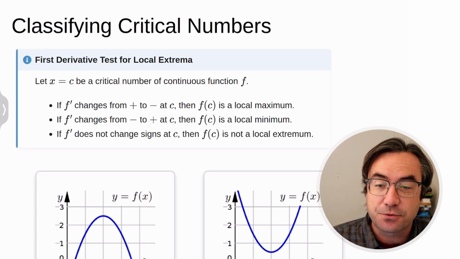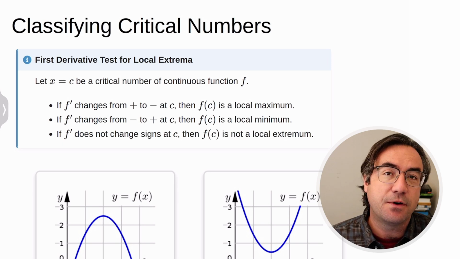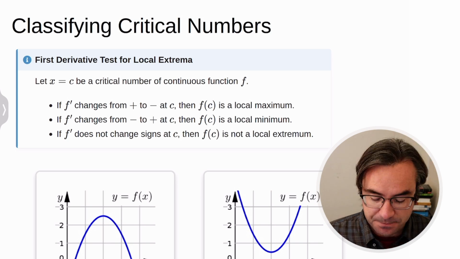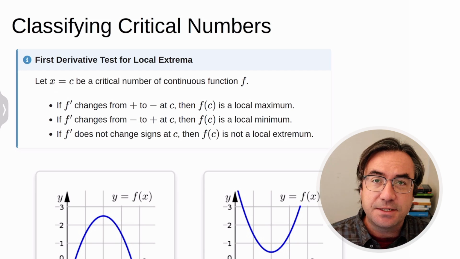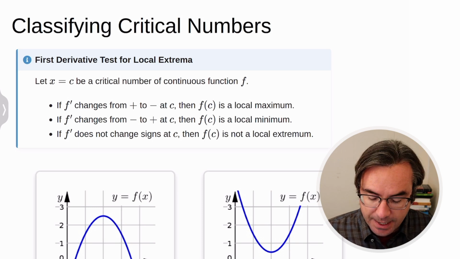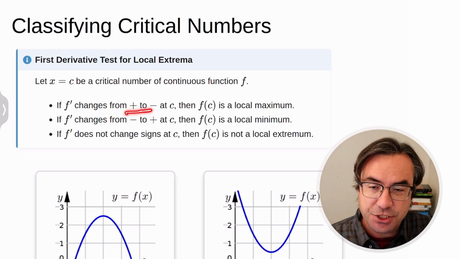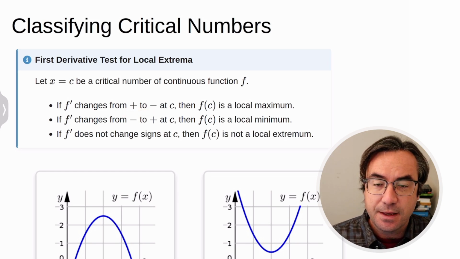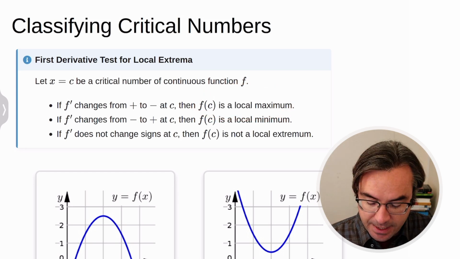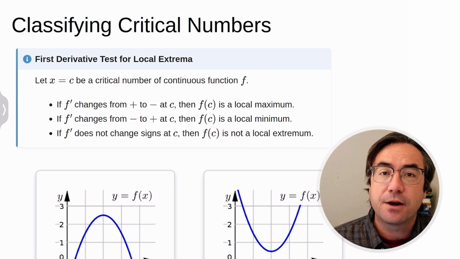And it's going to use our first derivative. And the nice thing about this first derivative test is it involves almost all the same work as finding the intervals of increase, decrease. So let's say we have a critical number x equals c. We're going to be working with continuous functions here. And if we have our sign chart for f prime, and we see that it changes signs from positive to negative at that critical number, well, then our function has a local max. And if f prime changes from minus to plus, well, then our function value there is a local min.